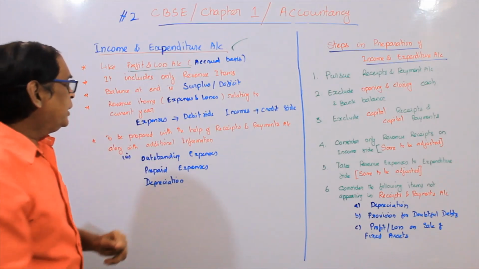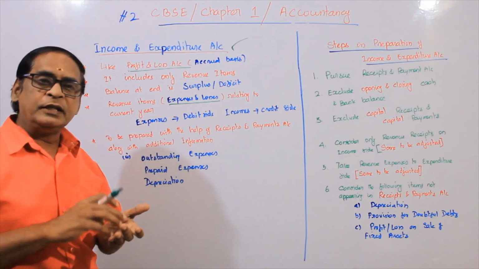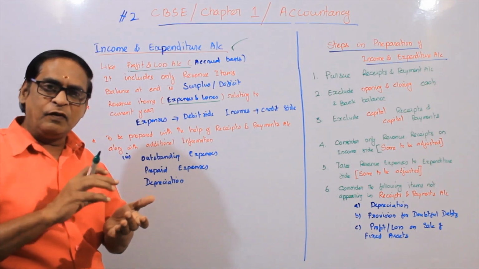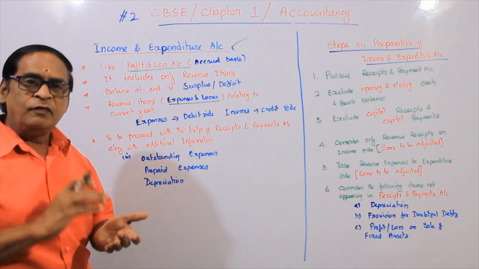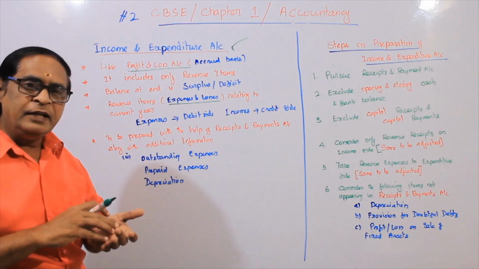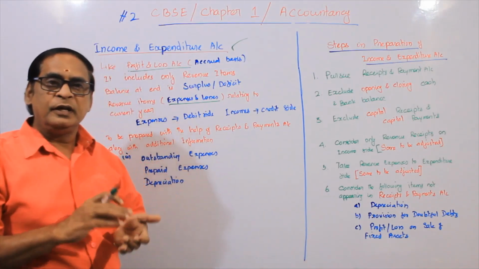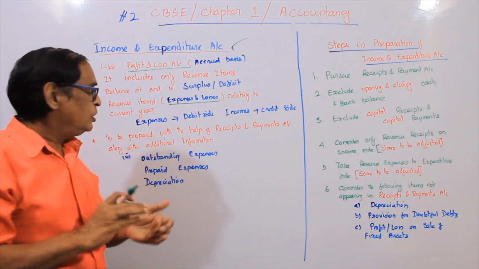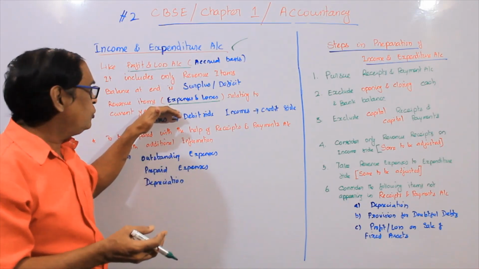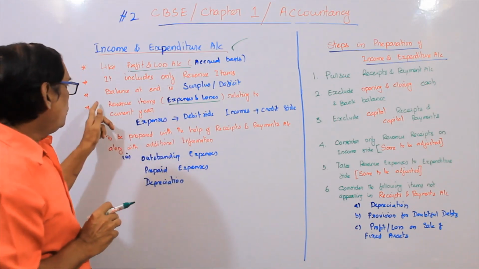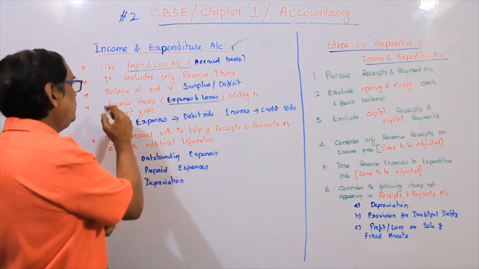So the revenue items, what do we mean by revenue items? Revenue items mean all transactions incurred for the particular year, the 12 months period. For example, if we say salary, we have to take into account the salary for 12 months, rent for 12 months. So we have to take all expenses or receipts for 12 months. So only revenue items should be taken in the income and expenditure account.